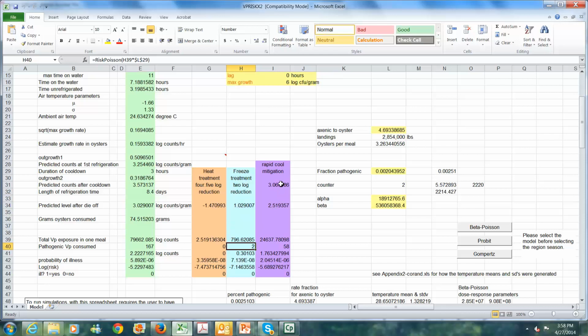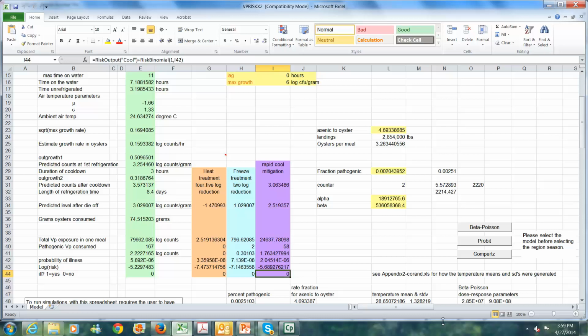And the other option here would be a rapid cool treatment. Rapid cooling doesn't have a fixed log reduction, but you can see this was reduced from 3 to 2.5, and the number of pathogenic Vibrio was reduced to 58. The person's probability of illness was just about cut in half, a little bit better than cut in half, and this person was not made ill either.